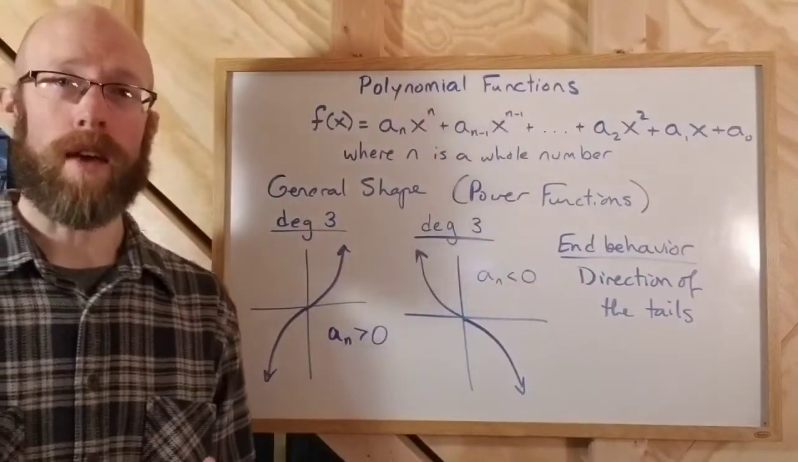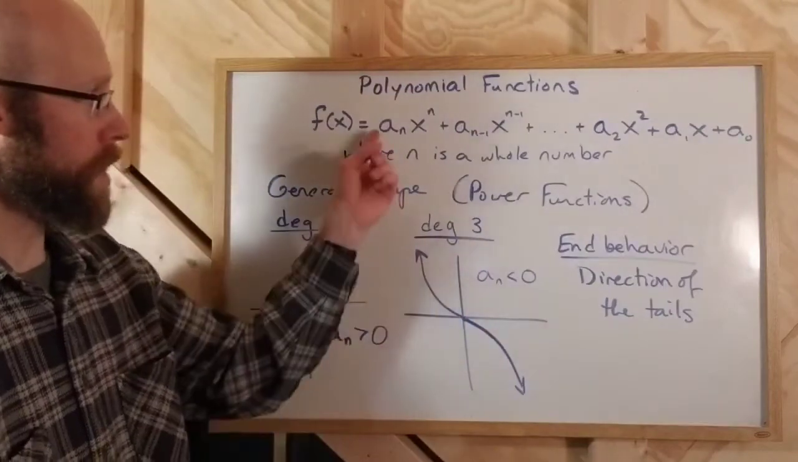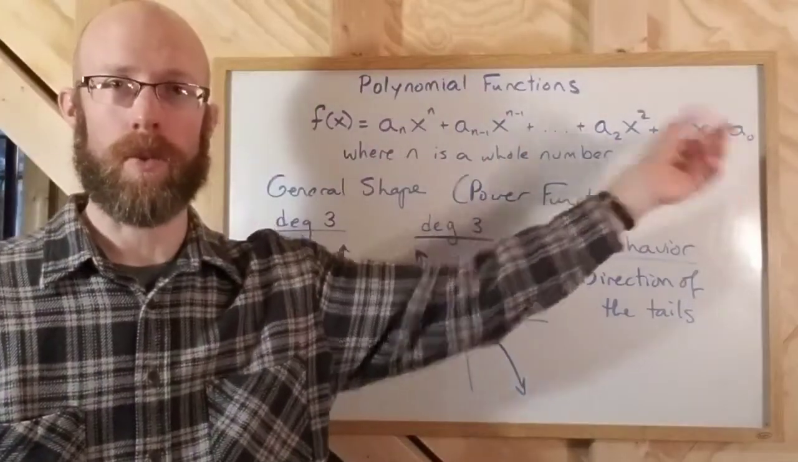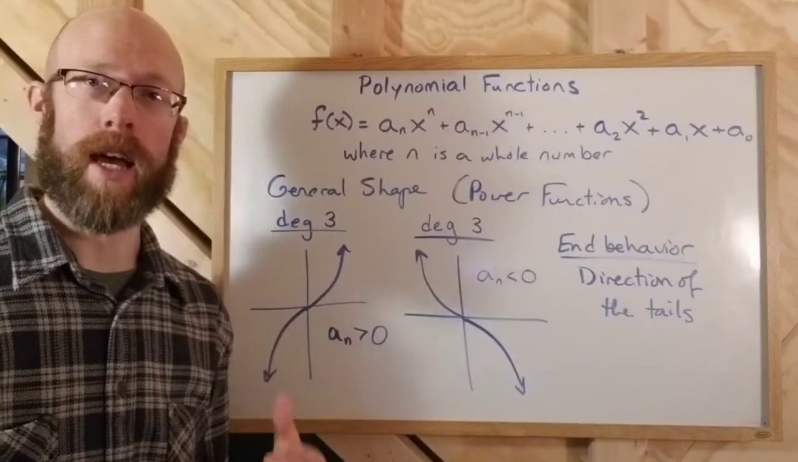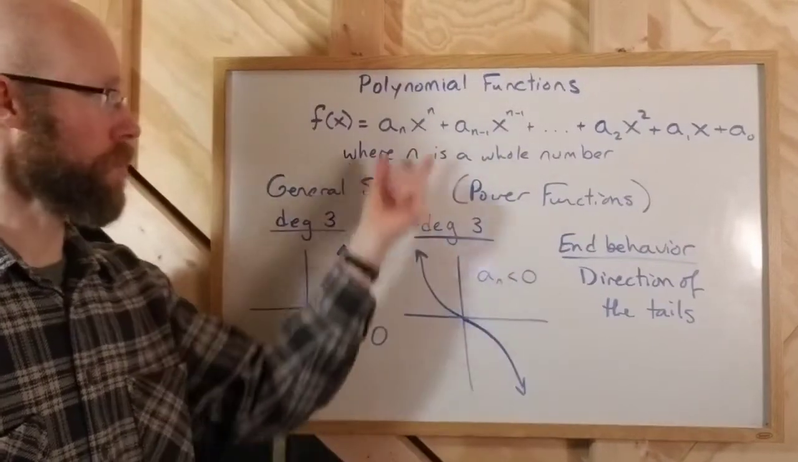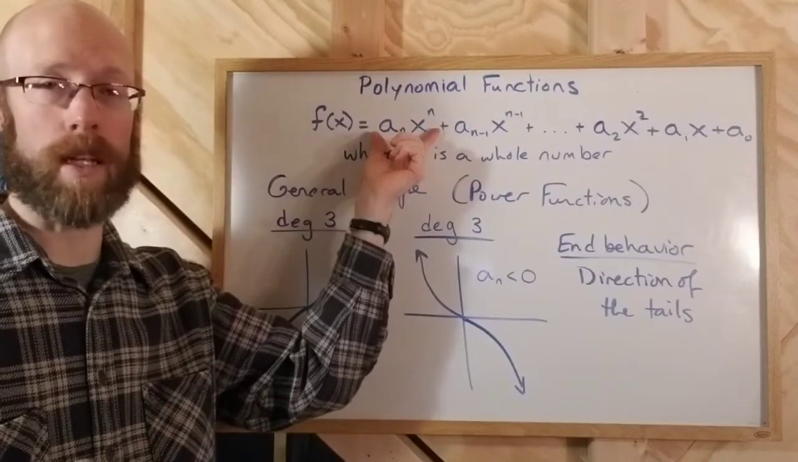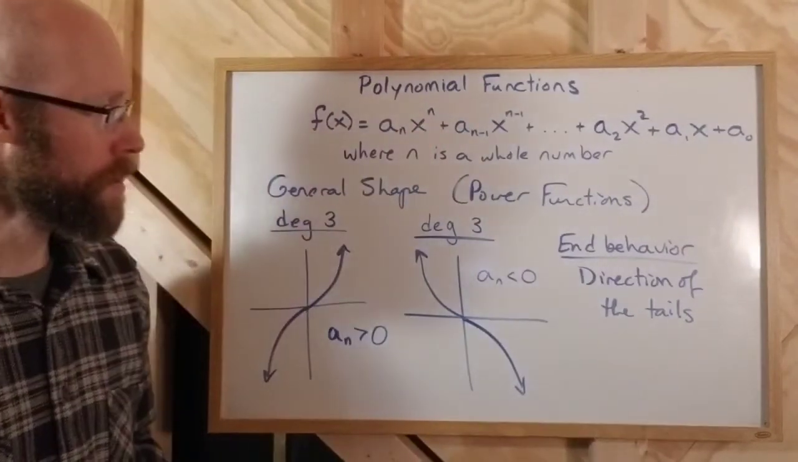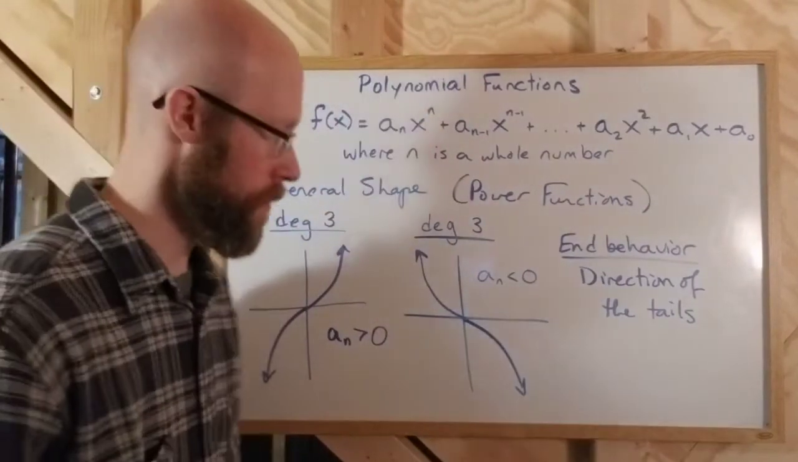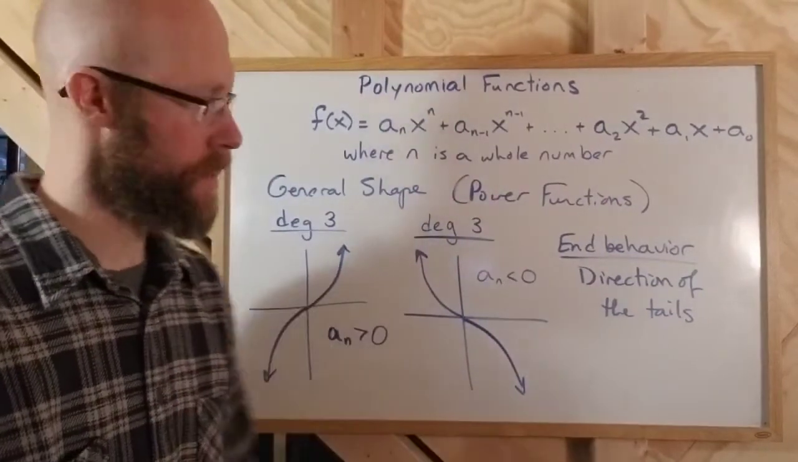And what's going to happen is the end behavior of larger polynomials will always follow the end behavior of the power function corresponding to the largest term, the leading term. Okay, we'll see that shortly. We'll get more into that, I guess.